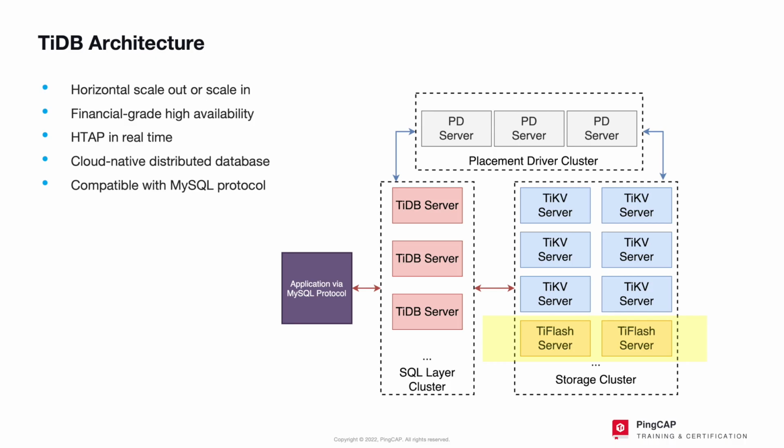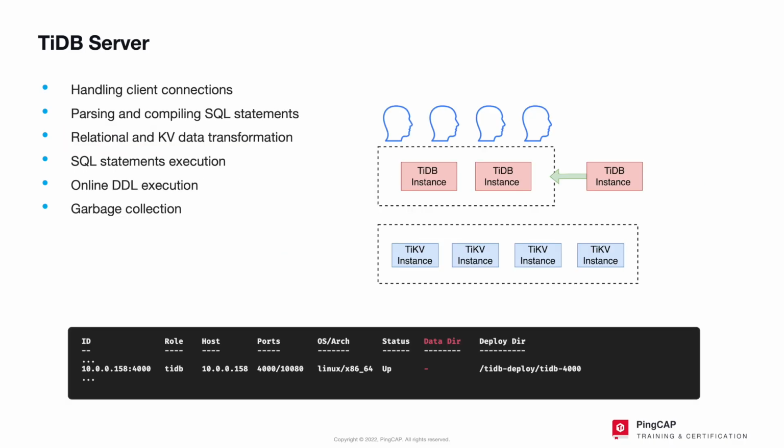TiFlash is a columnar storage engine that provides the OLAP capabilities to TiDB. TiKV is the primary target for the data. TiKV will synchronize its data with TiFlash using the Raft consensus algorithm. This ensures load balancing and strong consistent reads. TiFlash also supports real-time updates. The combination of TiKV and TiFlash is what makes TiDB an HTAP database. Next, we will discuss the main functions, implementation principles, and features of TiDB, TiKV, TiFlash, and PD.